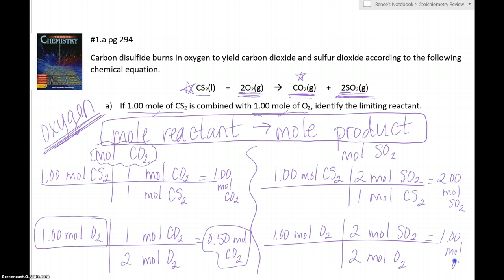So you guys can see that you still get the exact same results no matter what product you decide to pick to go from mole of each reactant to mole of whichever product. So you can pick any product, it does not matter. We still see that the oxygen produces the lowest amount of our products, so that is obviously our limiting reactant, meaning that is what limits the amount of product in our reaction.